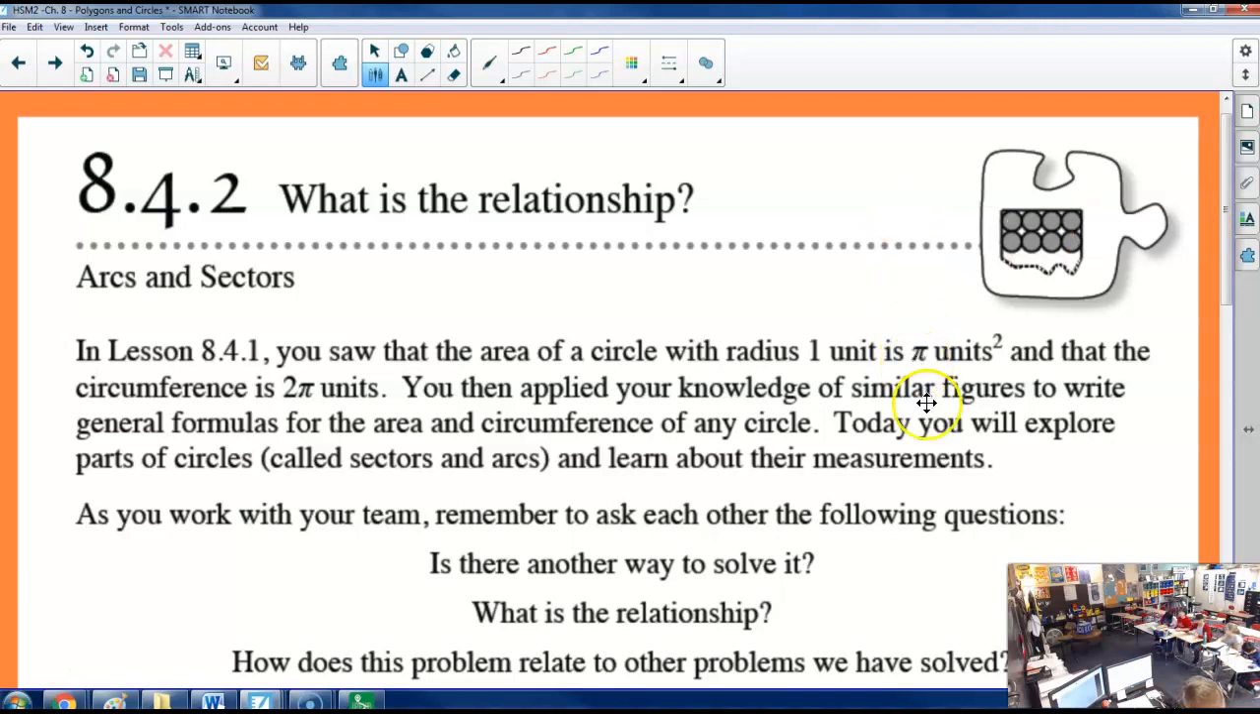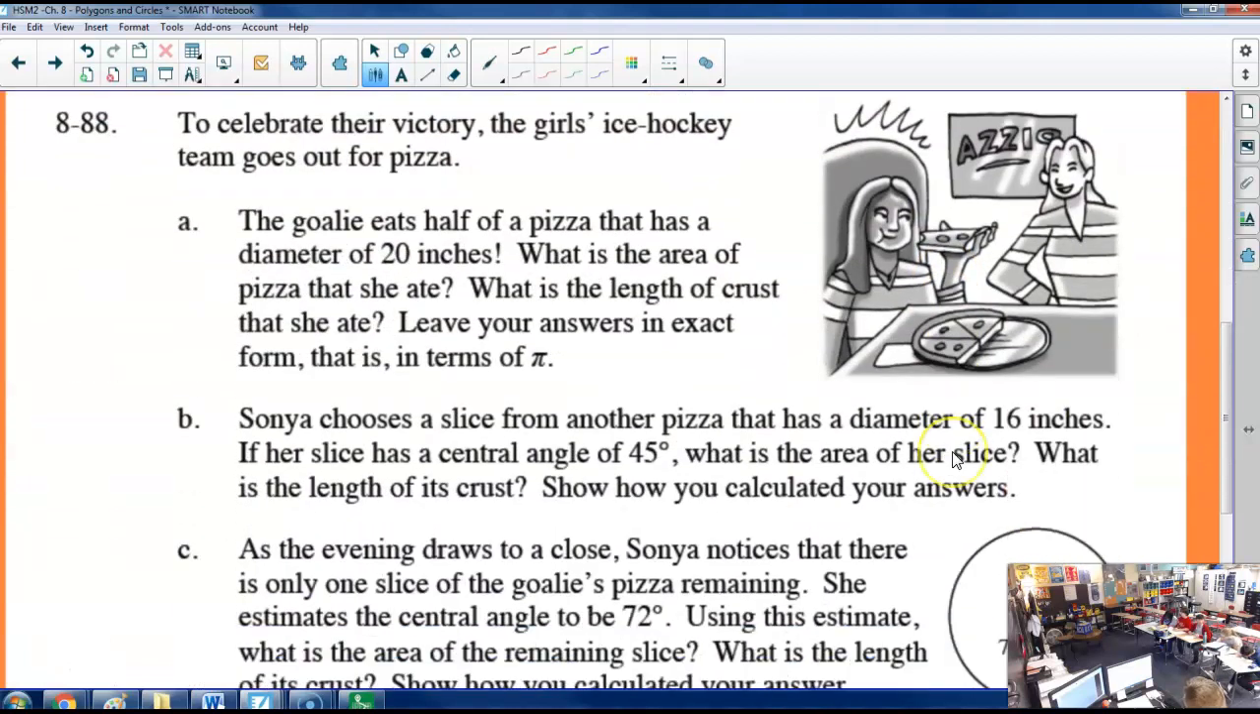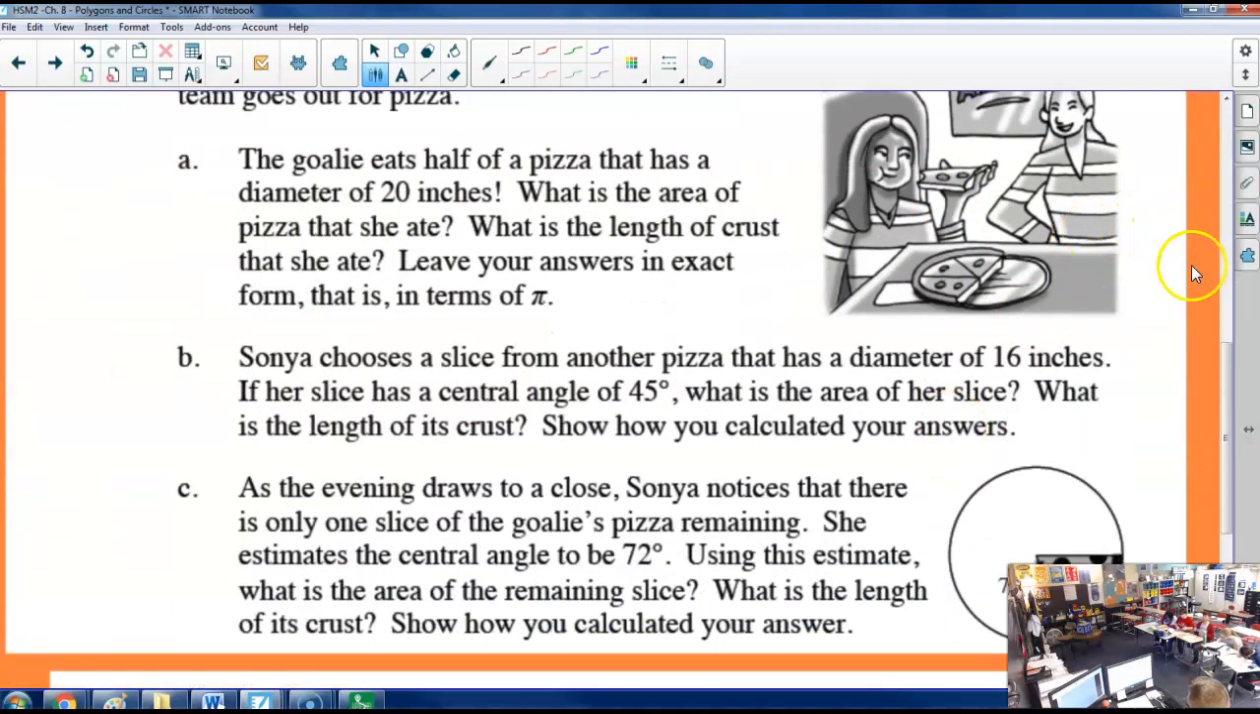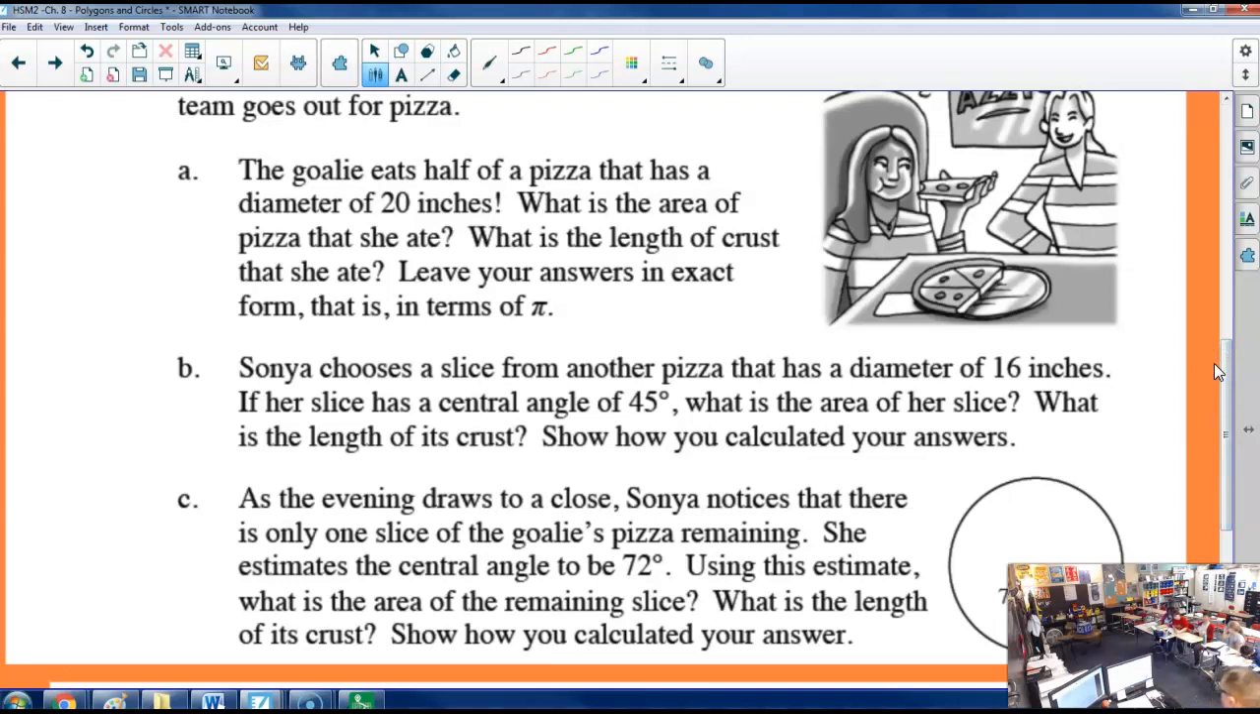All right, so here are the 3 situations we're setting up. I will give you a moment to do that. We have 3 different pizzas.